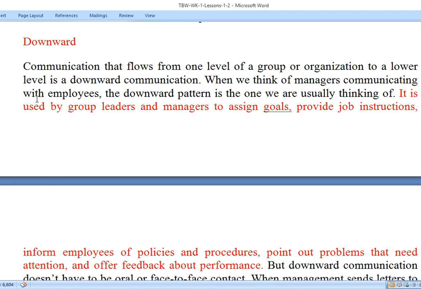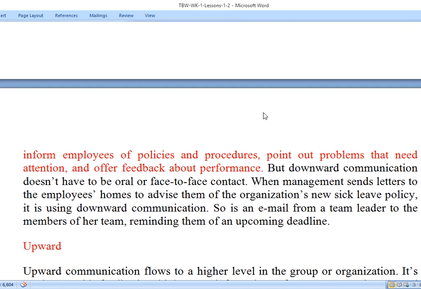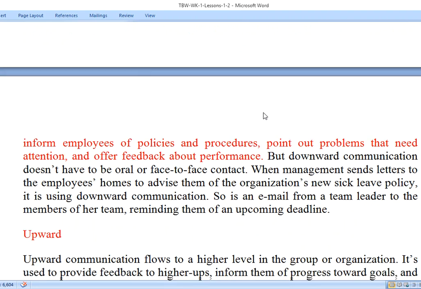That is called downward communication. Downward communication is often made by leaders and managers to express their goals, to issue policies, to issue instructions, to deploy and implement procedures. They are normally letters, directions and memorandums issued.